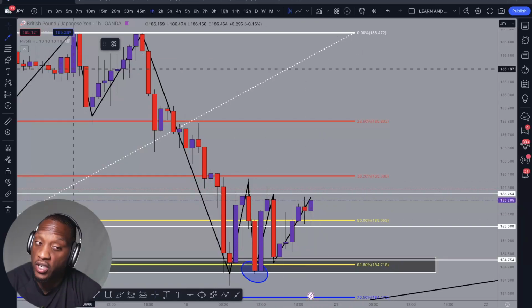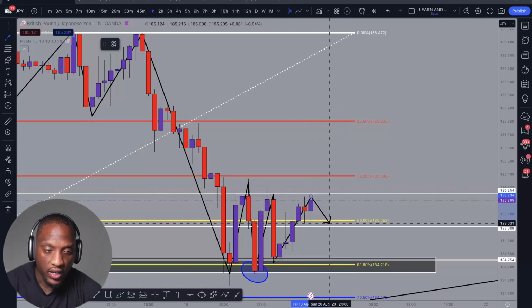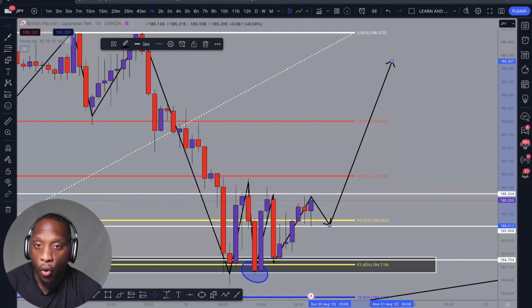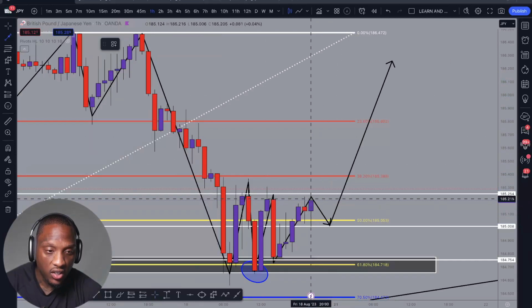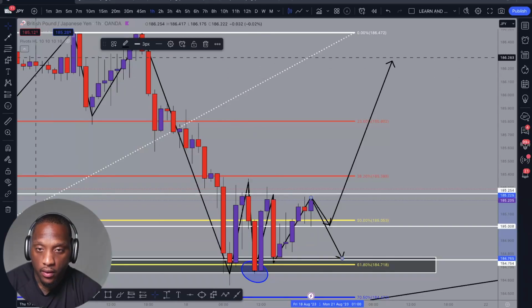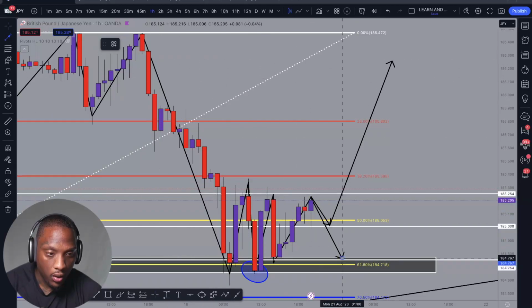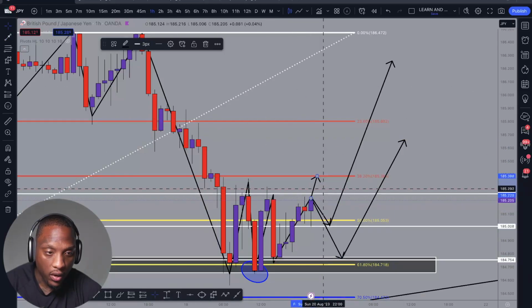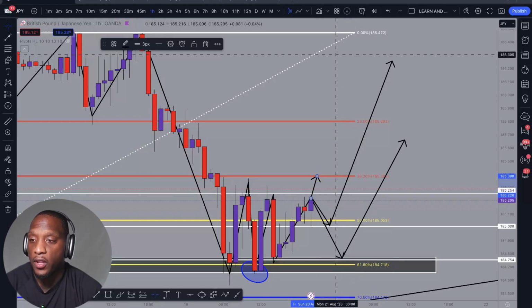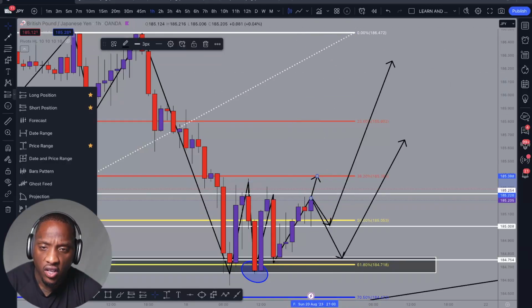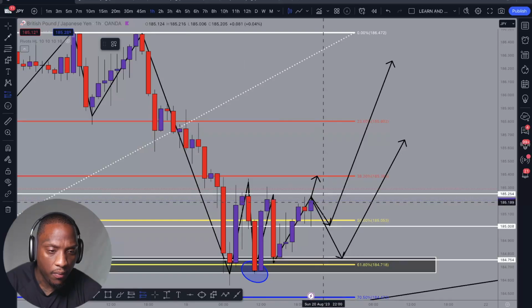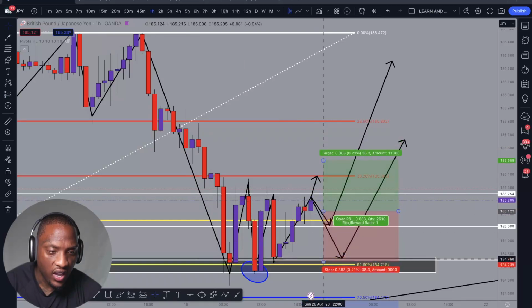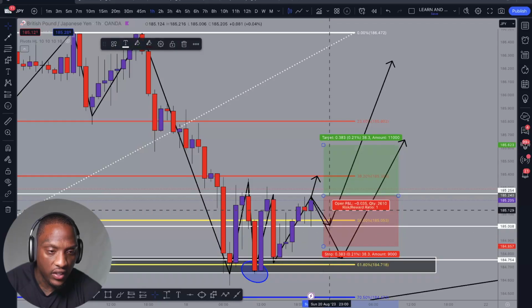This is my projection, it's just a projection. We could either do something like this to where we come here and then we push up, or we can do something like this. So we come from here and then we push up. Or, lastly, we can do something like this to where we push up, we come back down, or we even push straight back up. So there are multiple projections when we come down to this. Because of this, I want to leave where price is at right now. Boom. I say, hey, this is the overall range of this move.